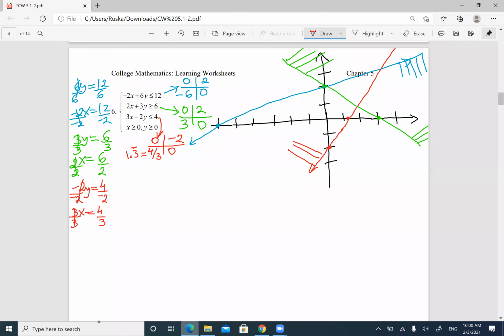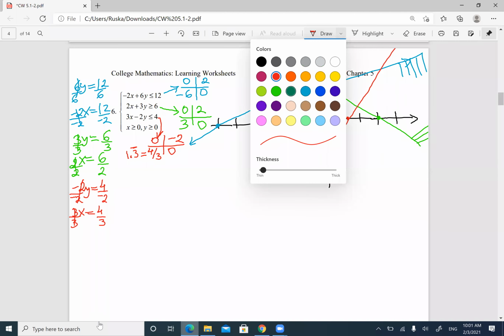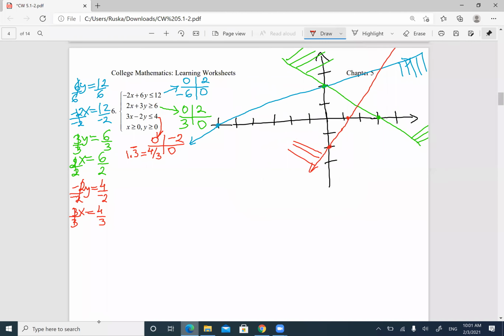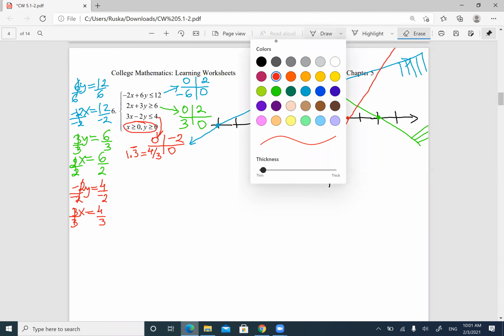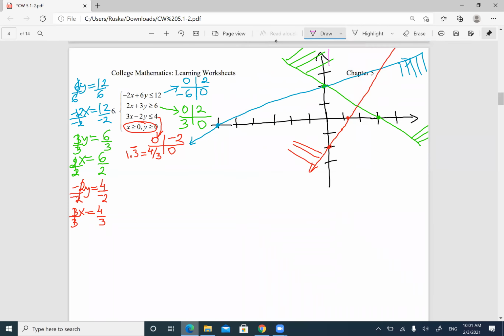Okay, so now looking at these three shaded areas, and also of course, I forgot that it's the first quadrant, right? So it's going to be only in the first quadrant. You know what, let me use a different color. Let's do pink. Okay, also using the first quadrant only.